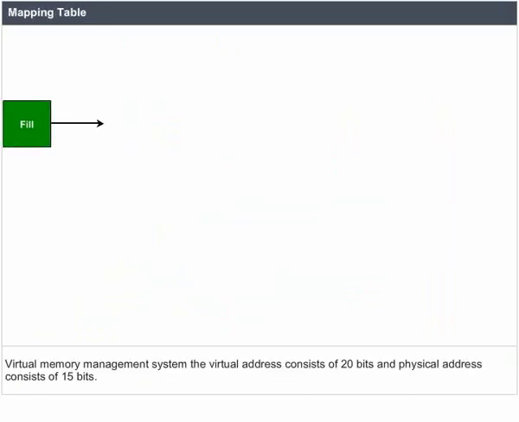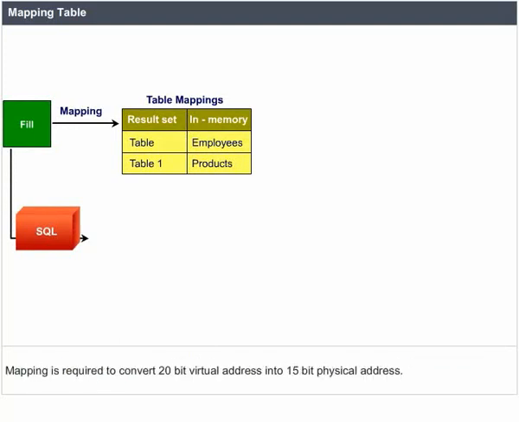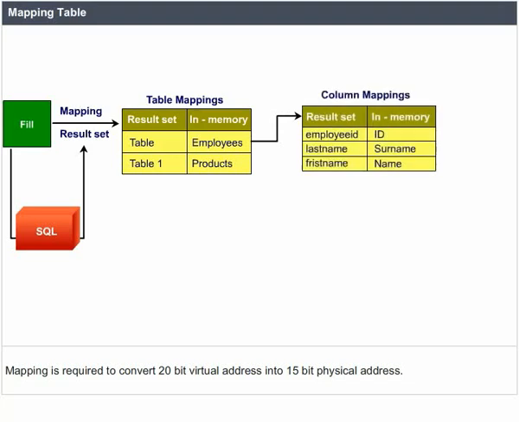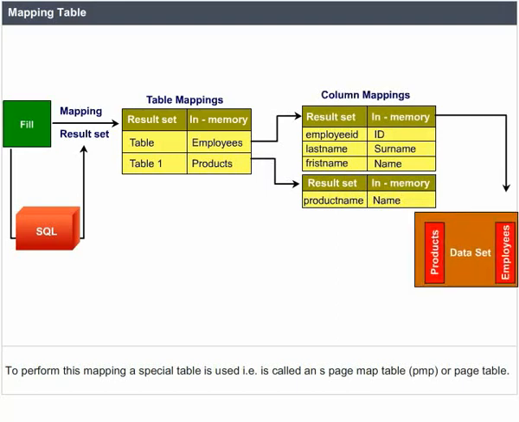Mapping table. Virtual memory management system. The virtual address consists of 20 bits and the physical address consists of 15 bits. Mapping is required to convert the 20-bit virtual address into the 15-bit physical address. To perform this mapping, a special table is used, that is, a page map table, PMT, or page table.